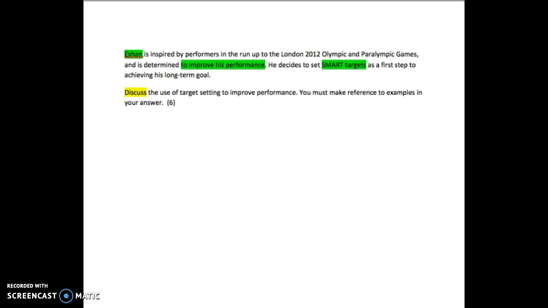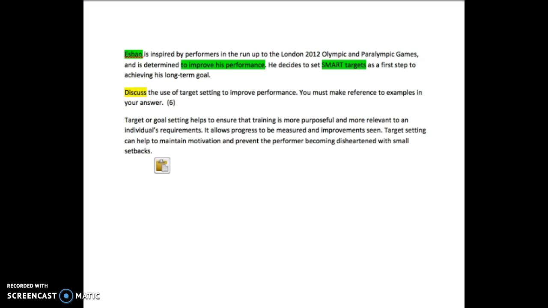Okay, so here's my start off paragraph. Target or goal setting helps to ensure that training is more purposeful and more relevant to an individual's requirements. It allows progress to be measured and improvements seen. Target setting can help maintain motivation and prevent the performer becoming disheartened with small setbacks. So I've got some marks straight away because I've talked about why goal setting in its widest sense is useful. But of course I need to go into a bit more detail.